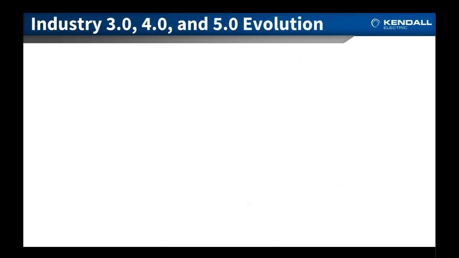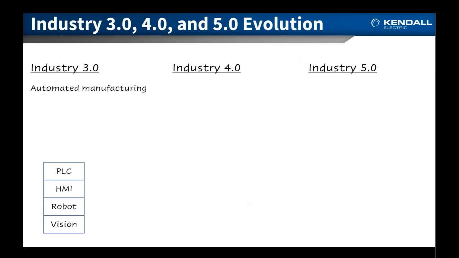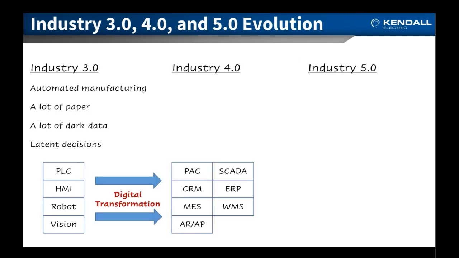Here's a brief evolution from Industry 3.0 through Industry 5.0. Again, Industry 3.0 was about automating your manufacturing only. Industry 3.0 companies have a lot of paper and a lot of clipboards. Industry 3.0 only offers latent decisions. They're making business decisions based on data from last shift, last week, or last quarter. Industry 4.0 means automating your entire business. Industry 4.0 companies use little or no paper, and they're able to make decisions based on current data, and they're able to view their operations on mobile devices such as tablets or smartphones.